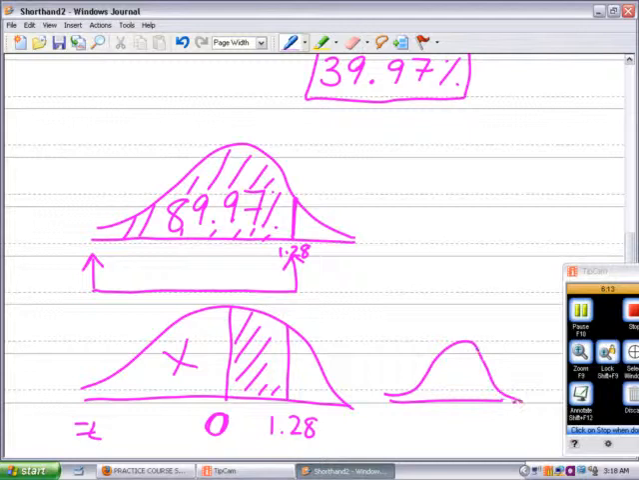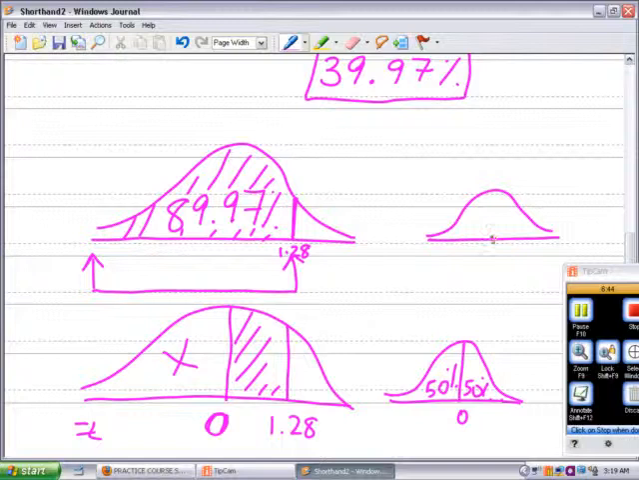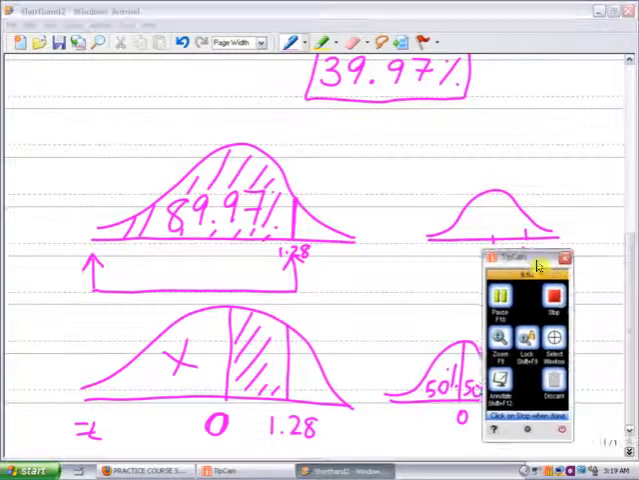Remember that when we have the normal distribution, we have 50% to the left of z equals 0 and 50% to the right of z equals 0. So again, we looked it up. For z equals 1.28, we got 89.97%. We subtract 50% to get what's left from z equals 0 to 1.28. And this is how we do any sort of problem where we have from z equals 0 to z equals something else to the right of that. Okay, let's try a different type of problem.